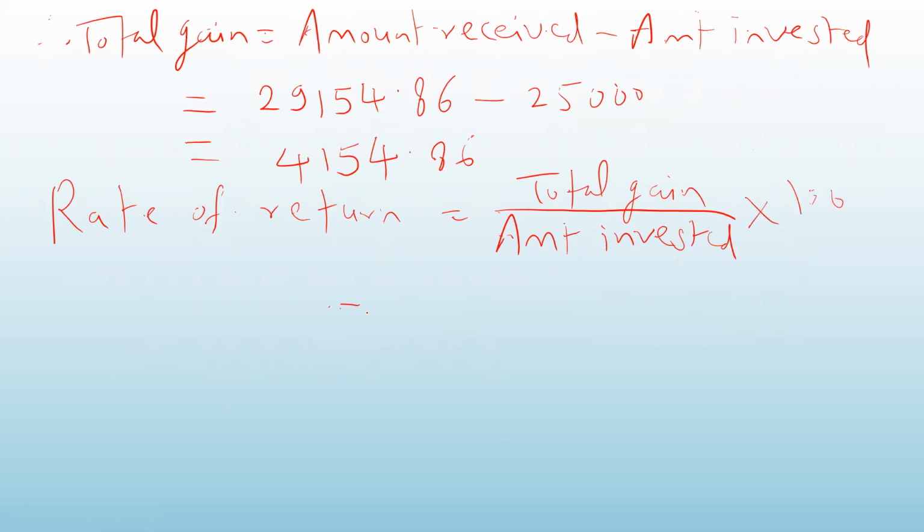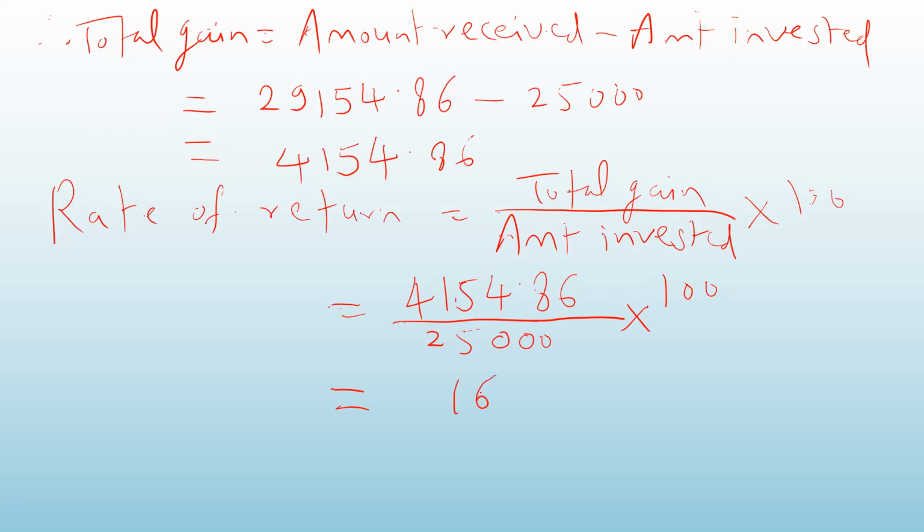So what is the total gain? It is 4154.86. And what is the amount invested? It is 25,000. Into calculate. How much? 16.62. You are getting 16.619, so take only up to 2 decimal places. So 16.62. So that means what is the rate of return?